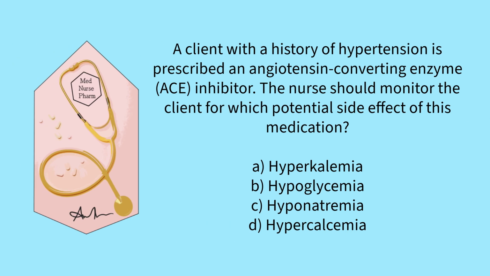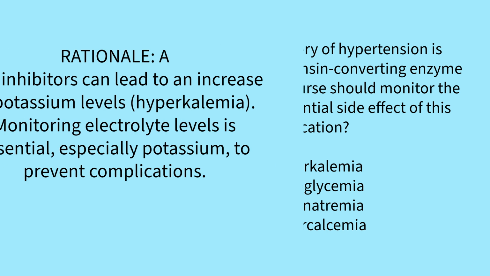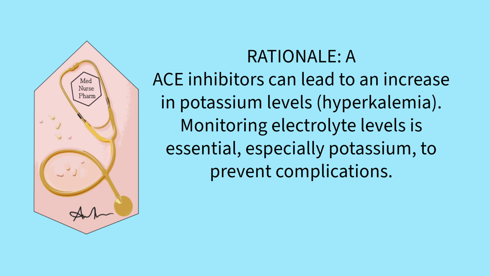A client with a history of hypertension is prescribed an ACE inhibitor. The nurse should monitor the client for which potential side effect of this medication: hyperkalemia, hypoglycemia, hyponatremia, or hypercalcemia? The correct answer is A. ACE inhibitors can lead to an increase in potassium levels. Monitoring electrolyte levels is essential, especially potassium, to prevent complications.